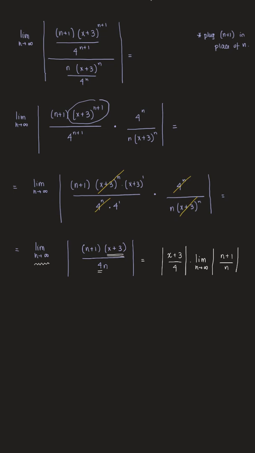Then we still have the limit as n approaches infinity of the absolute value of n plus 1 over n. Now, notice here that the dominant terms of this fraction, both in the numerator and denominator, have a highest power of 1. So this, in the limit, is going to tend to the ratio of the coefficients, which is just 1. So we're left with the absolute value of x plus 3 over 4. This is the result. This is our rho from the ratio test.